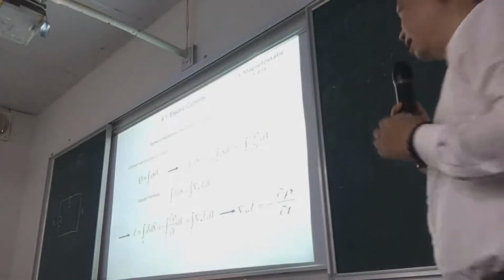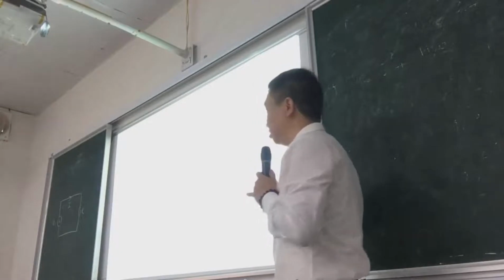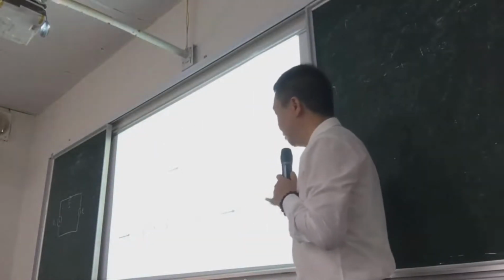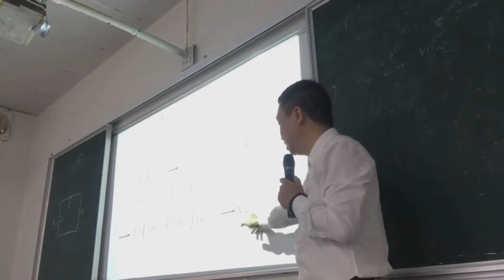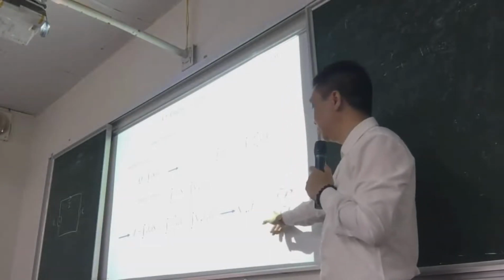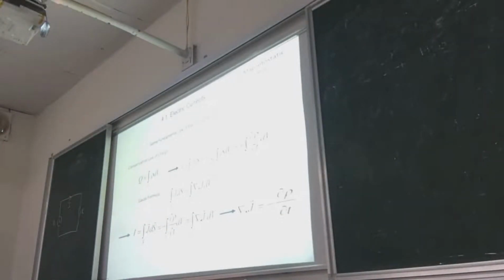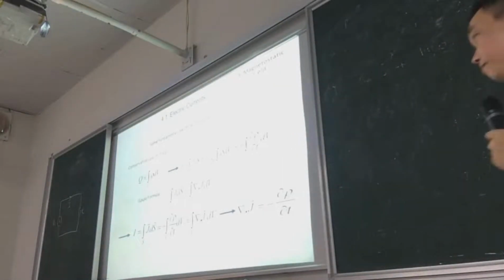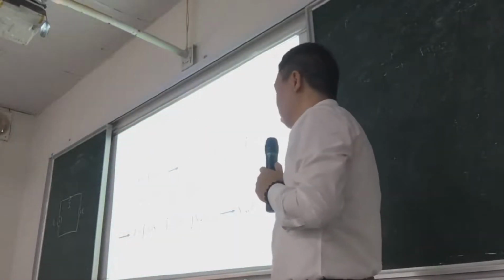I will not ask you to remember all the logical sequence here, but you should keep in mind the physical meaning of the fundamental law: div J equals minus d rho by dt. That's the fundamental law of electric current. May I continue? Okay.